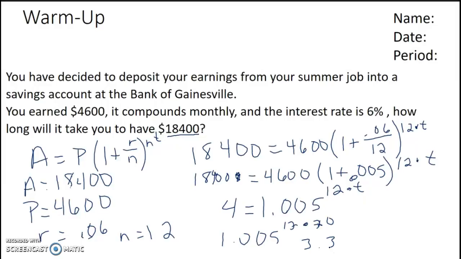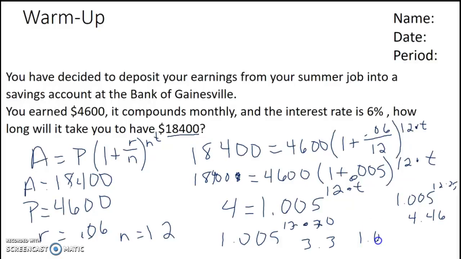So 1.005 to the 12 times 30 power gave me 6. So that's way too big. So let's try something between. Try 25. All right, 1.005 to the 12 times 25 power gave me 4.46. So let's go back to something slightly smaller. 23 gave me 3.9. So we're going to 24, which gives me 4.2.